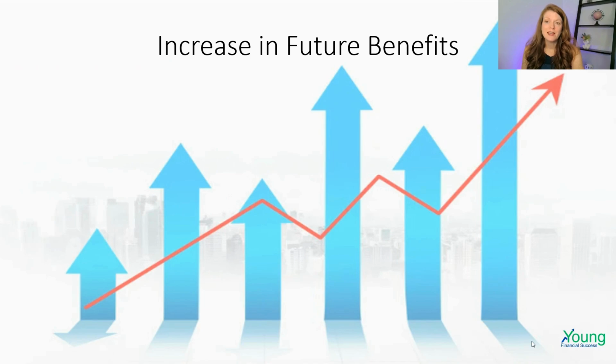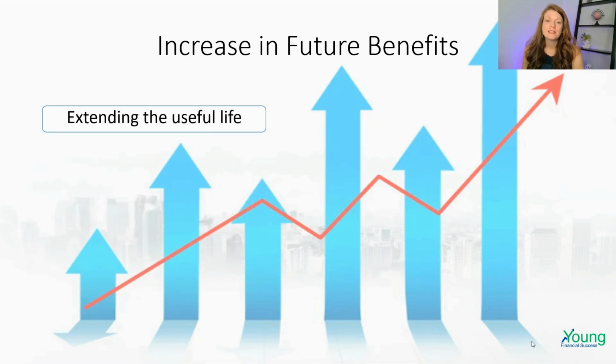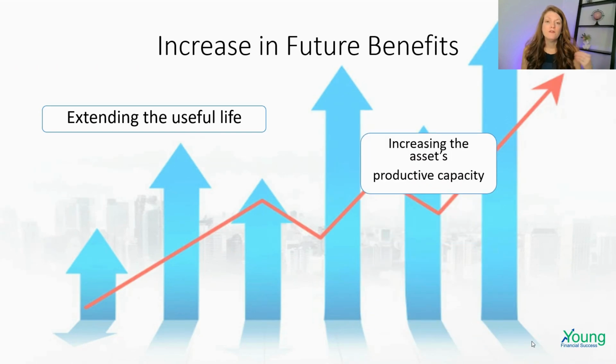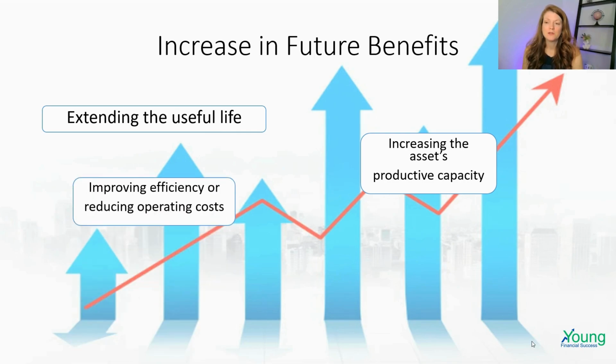So, increasing of future benefits. Extending the useful life would be an increase of future benefits, and that would mean that you would capitalize it. You are extending the useful life. If you increase the asset's productive capability or capacity, so that is going to add to the asset's ability to increase our benefits financially. We are going to be more efficient with our machine or with our vehicle or something along those lines. Then we're going to capitalize that expenditure.